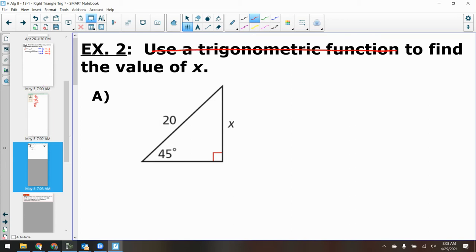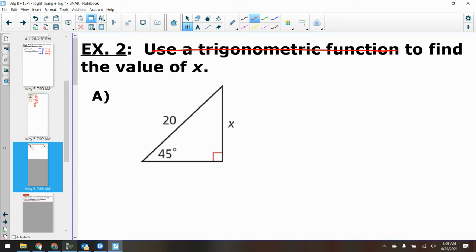Nope. I want you to use a special right triangle, 30, 60, 90, or a 45, 45, 90. Obviously, here I'm going to be using a 45, 45, 90. Use a special right triangle, no decimals. We must have exact values. That means you can't just plug this in your calculator. That's a no-no. So here's what we have to do.